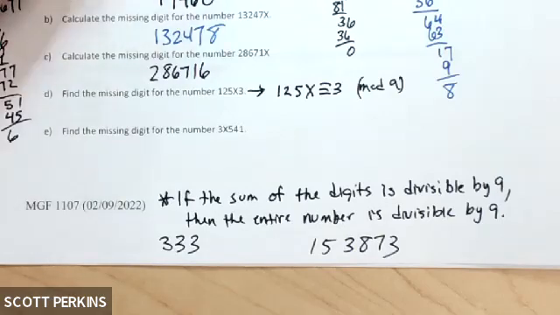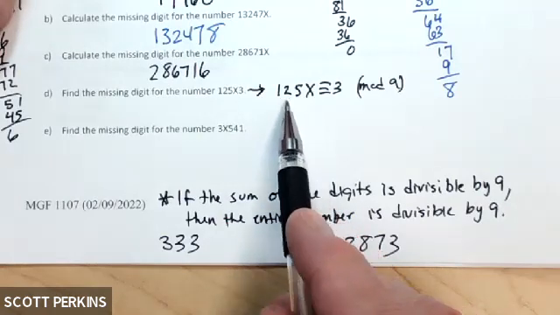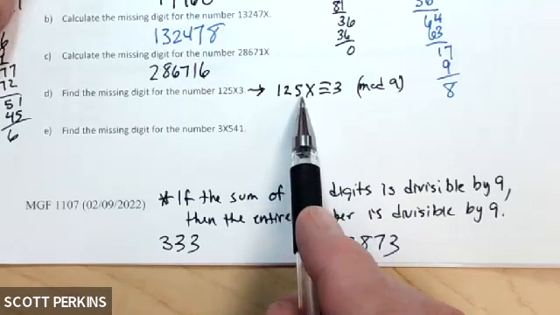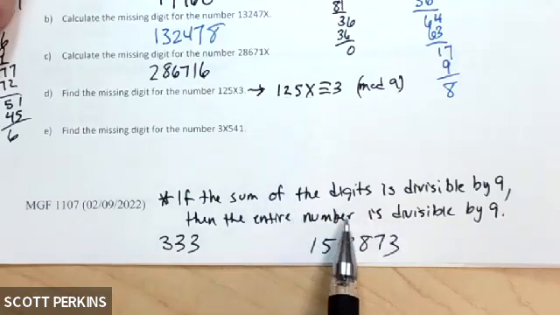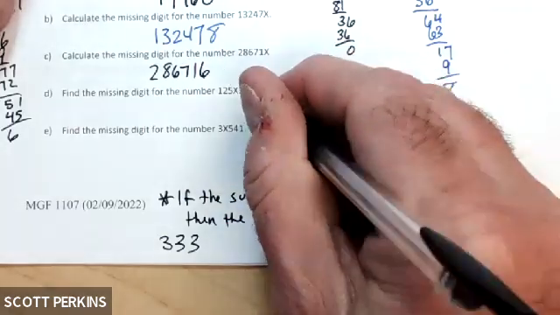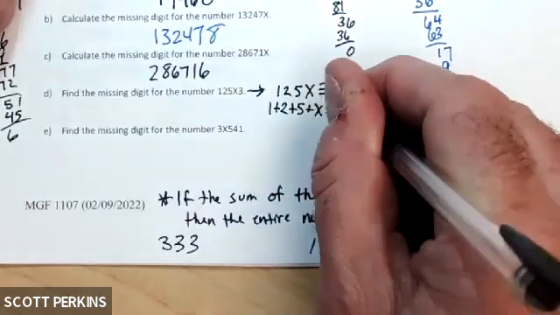But the easier way to do this is like this. I know that this side, when I divide by 9, will have a remainder depending on what the sum is. That's what this property down here says. So what I'm going to do is add up the digits. So 1 plus 2 plus 5 plus x needs to be congruent to 3.